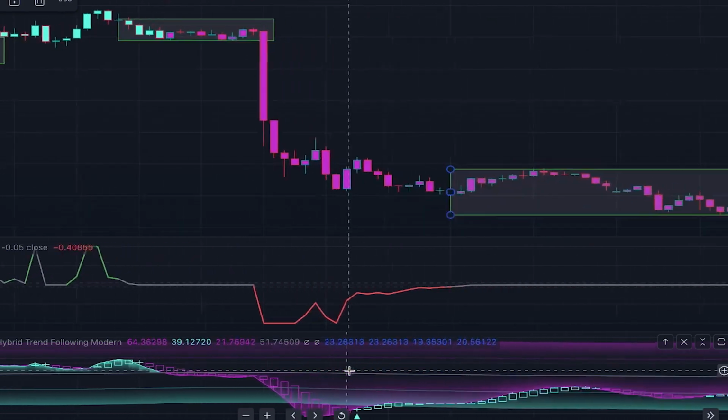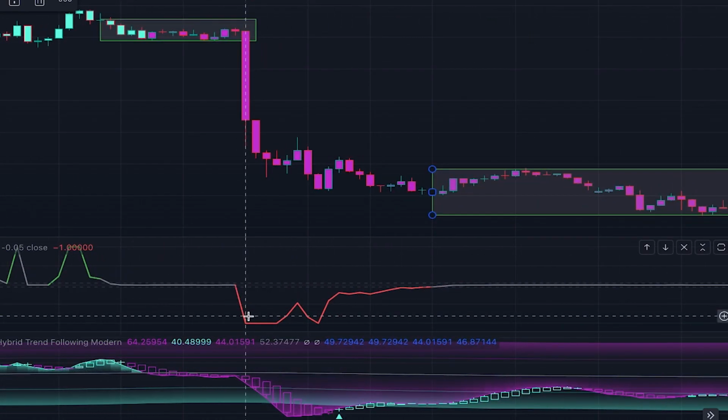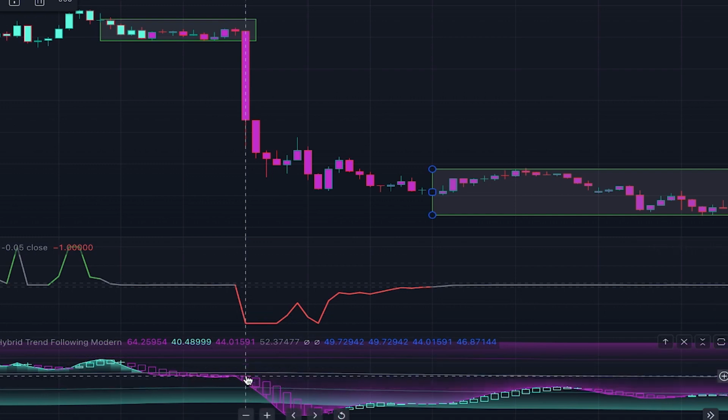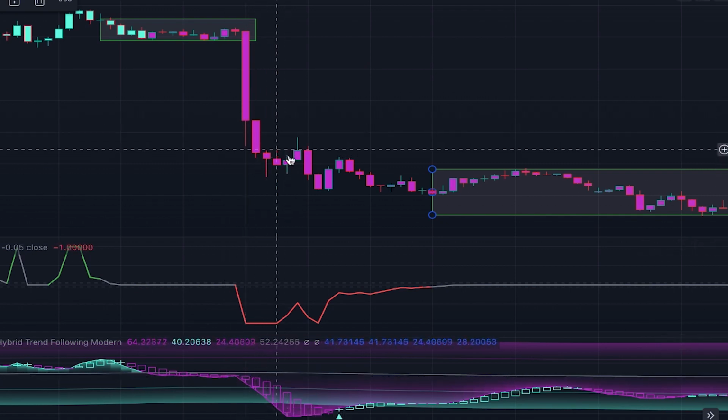But for example here, when the oscillator changed to red, in this indicator you can see that we have a Heikin Ashi candle in purple color and it has at least a body. So we have enough downside momentum based on this indicator, and you can see that the price declined furthermore after that.